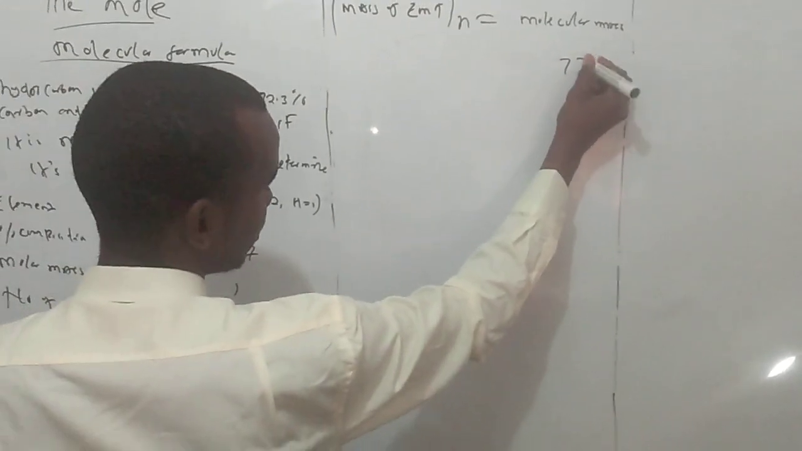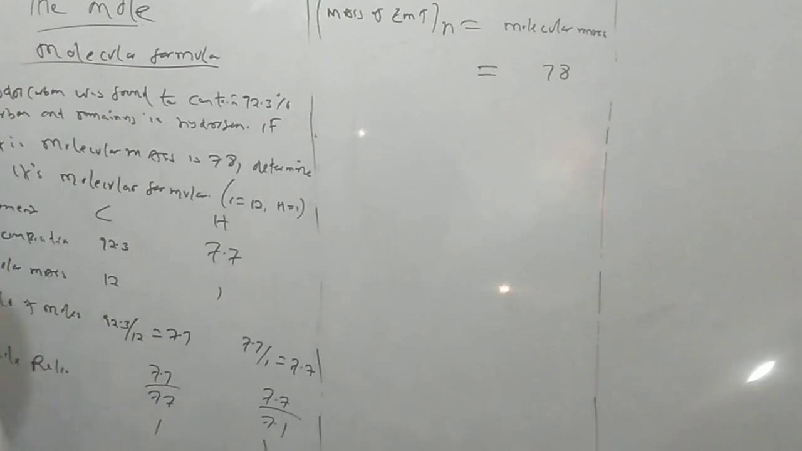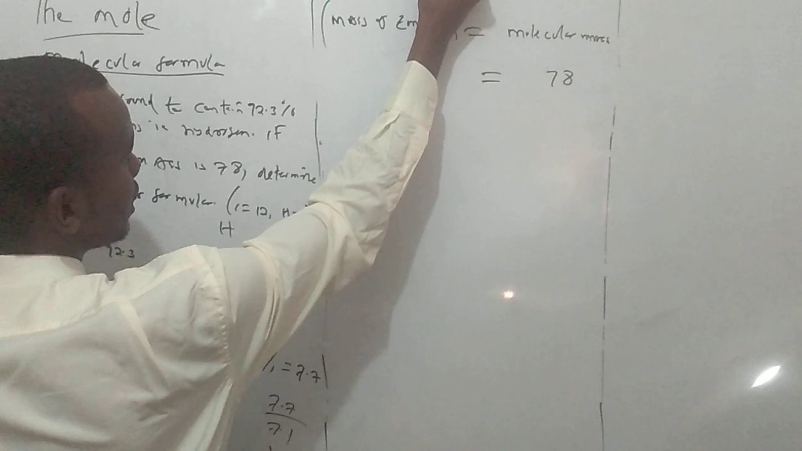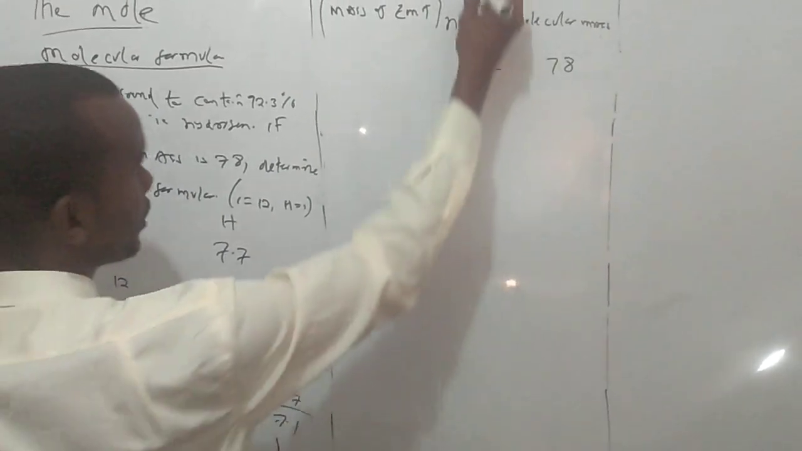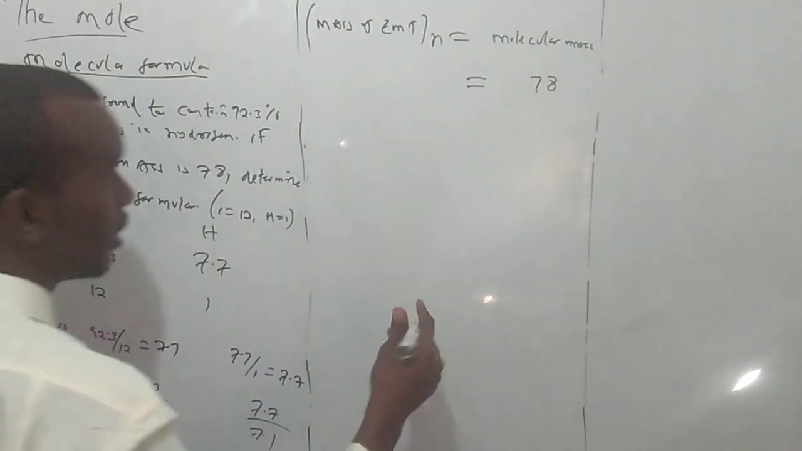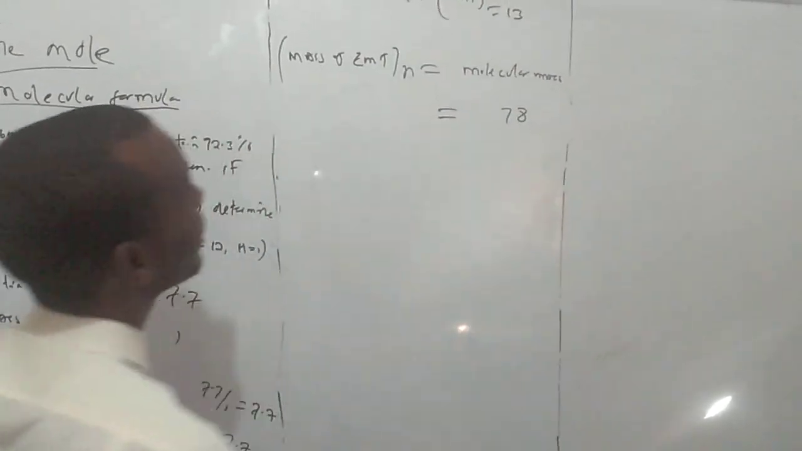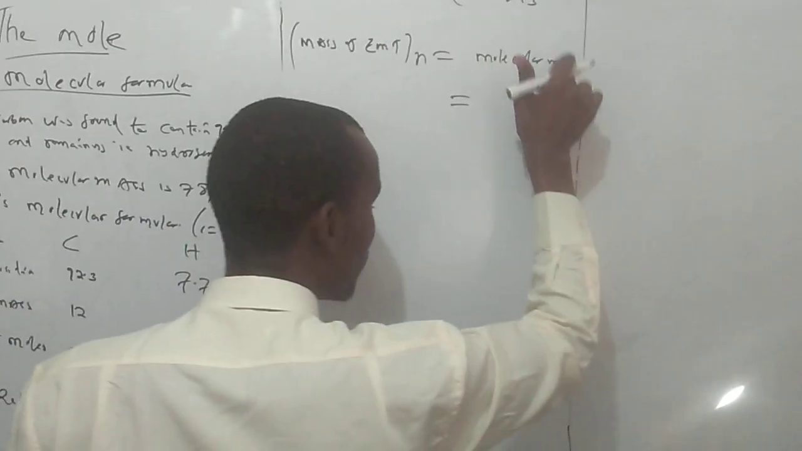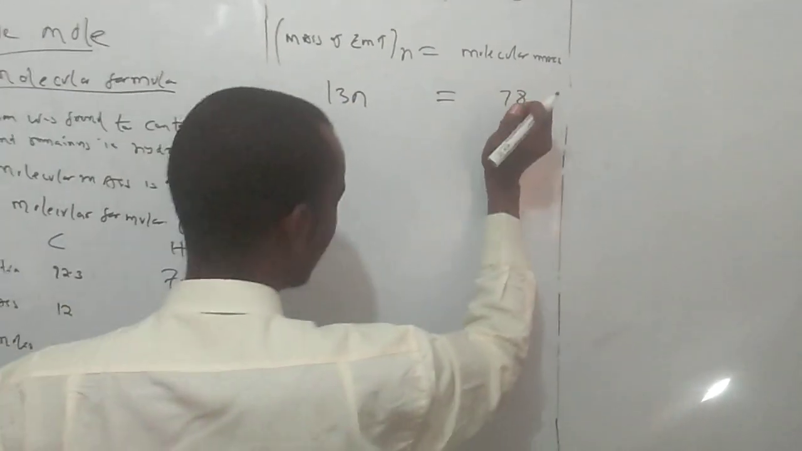Here we have 78. The empirical formula is CH. Our EMF is CH. Now, carbon is 12, H is 1. So we take 12 plus 1. This gives us 13. Now, the mass of the empirical formula is 13. That 13 we multiply by N, then we equate to the molecular mass. That comes to 13N is equal to 78.